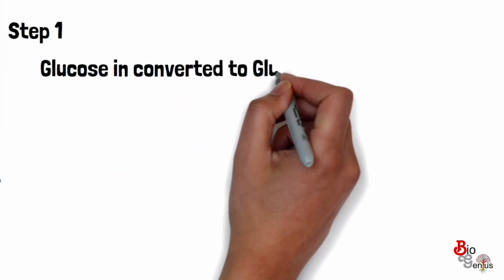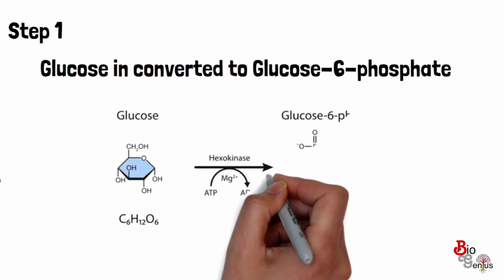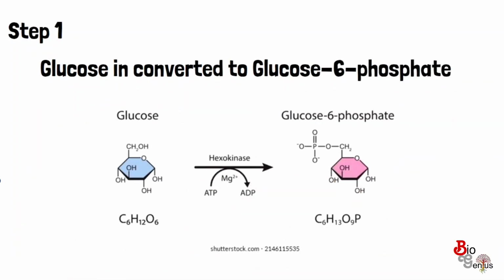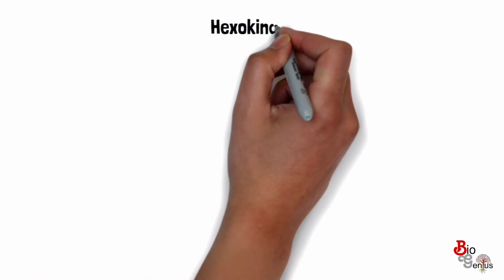Step 1. In the first step of glycolysis, glucose is converted to glucose 6-phosphate by the enzyme hexokinase in the presence of ATP and magnesium ion. So in this picture, you can see glucose has 6 carbons and a phosphate group is transferred to the 6th carbon of glucose and hence named glucose 6-phosphate. Here the enzyme is hexokinase.